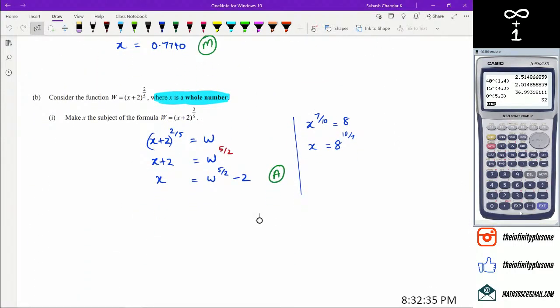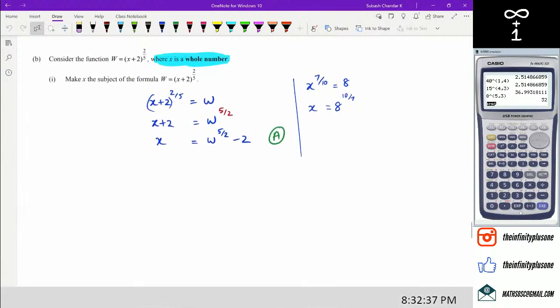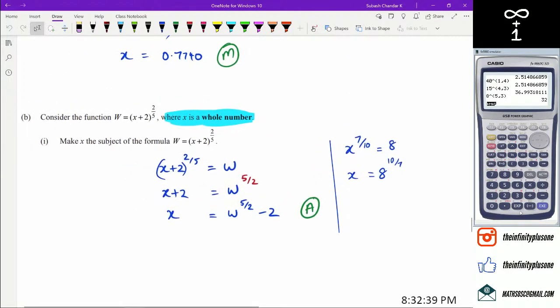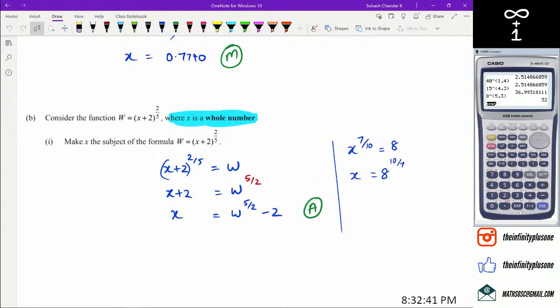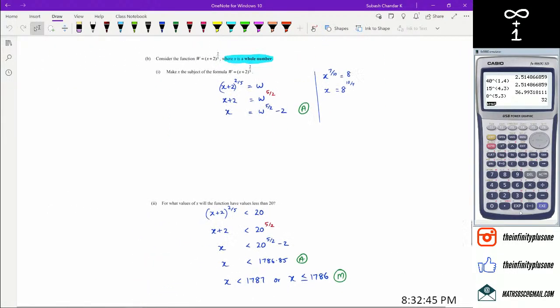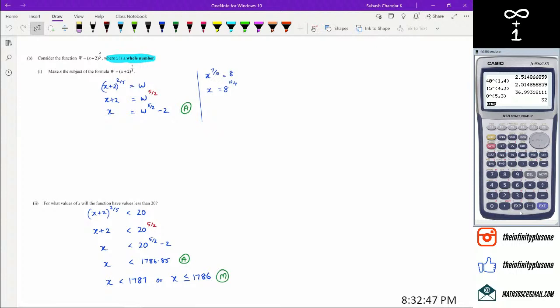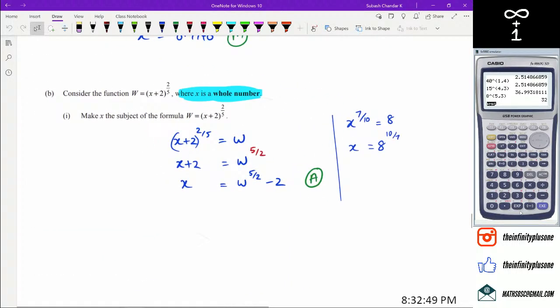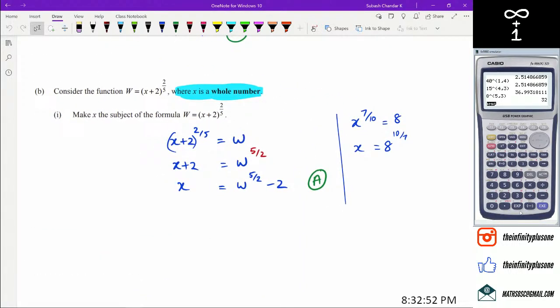Here we go. Here's an achieved question, which is make x the subject of the formula. That's part A. And then they've actually asked you guys to do something extra with it, which we'll do later on. But a simple rearranging one here, that's worth an achieved.